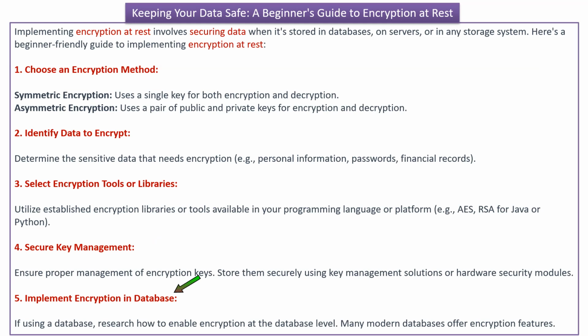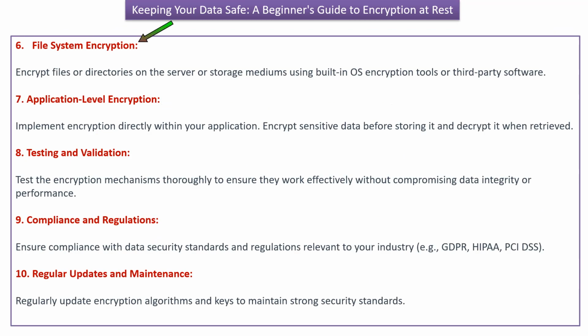Fifth step is implement encryption in database. If you are using a database, you have to research how to enable encryption at the database level. Many modern databases offer encryption features. Sixth step is file system encryption. Encrypt files or directories on the server or storage mediums using built-in OS encryption tools or third-party software. Seventh step is application level encryption. Implement encryption directly within your application. Encrypt the sensitive data before storing it and decrypt it when it is retrieved.